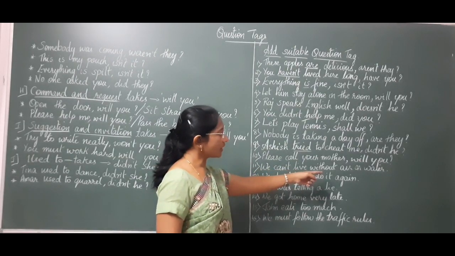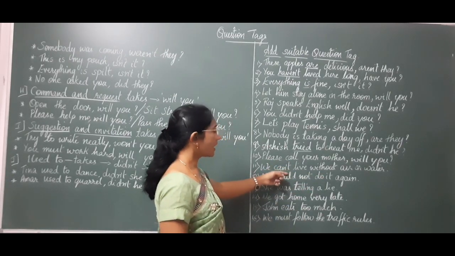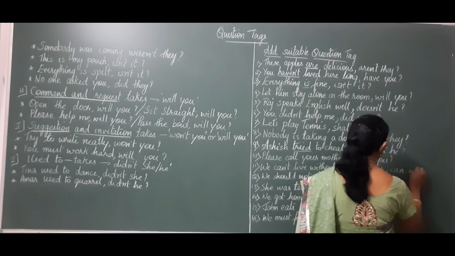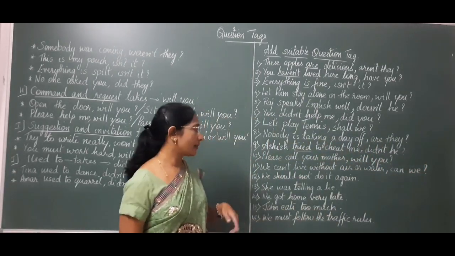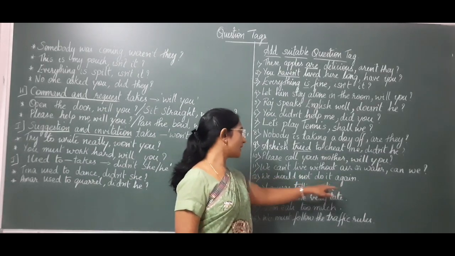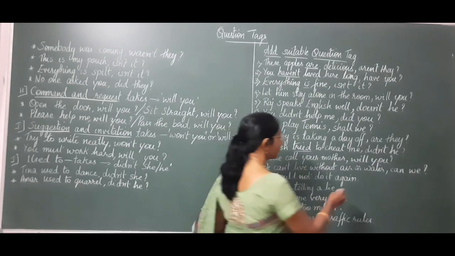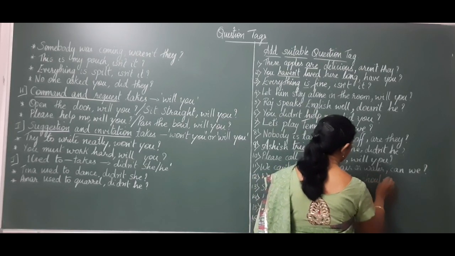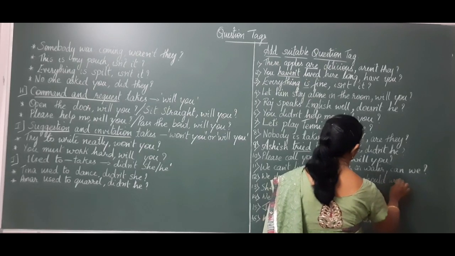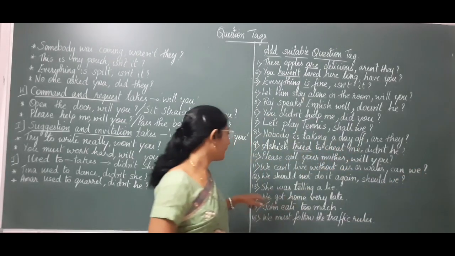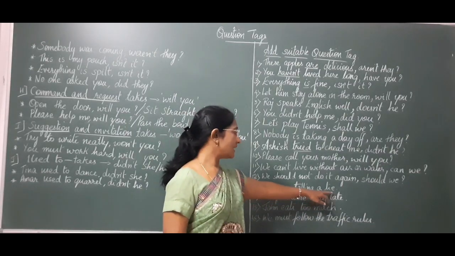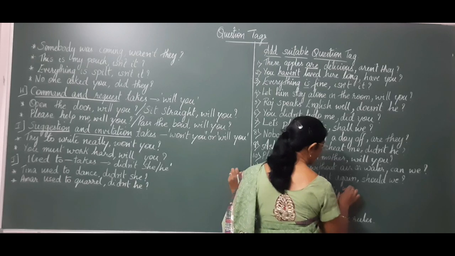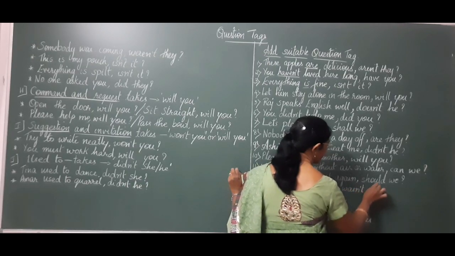We can't live without air or water. We can't is in a negative form, so we take its positive form: can we? in the question tag. We should not do it again. Should not is in a negative form, so we take the positive of the auxiliary: should we? She was telling a lie. Was is in the positive form, so we take the same auxiliary and make it a negative: wasn't she?